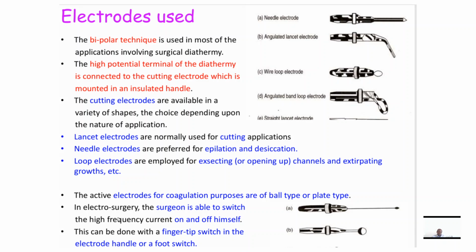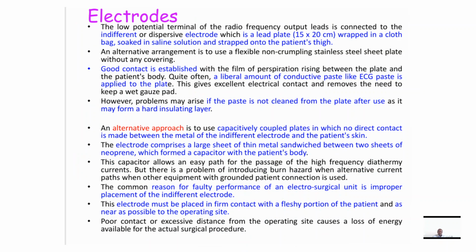In electrosurgery, the surgeon is able to switch the high frequency current on and off himself. Whenever needed, he can switch on or switch off. That depends upon the surgeon and the electrosurgery needed. This can be done with a fingertip switch in the electrode handle or a foot switch. These are the electrodes used.